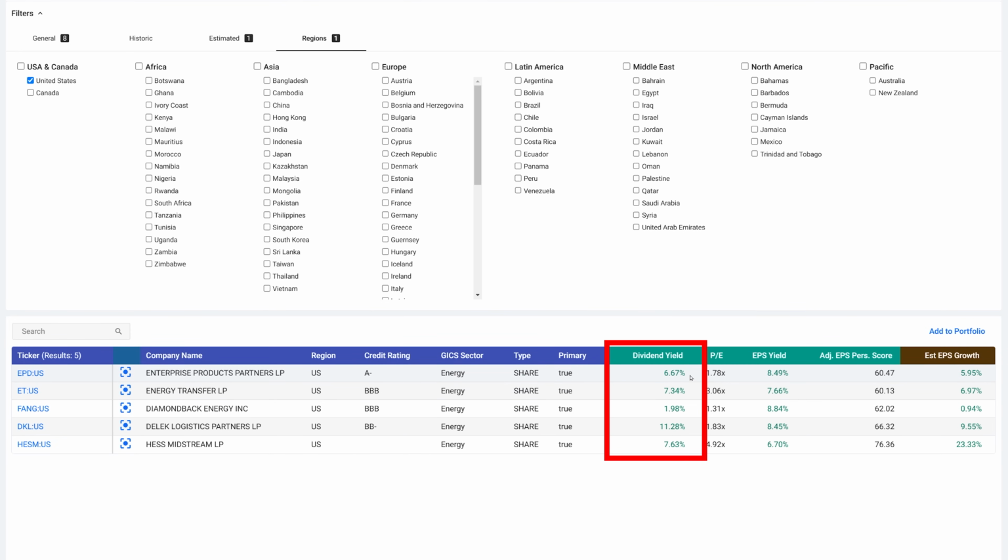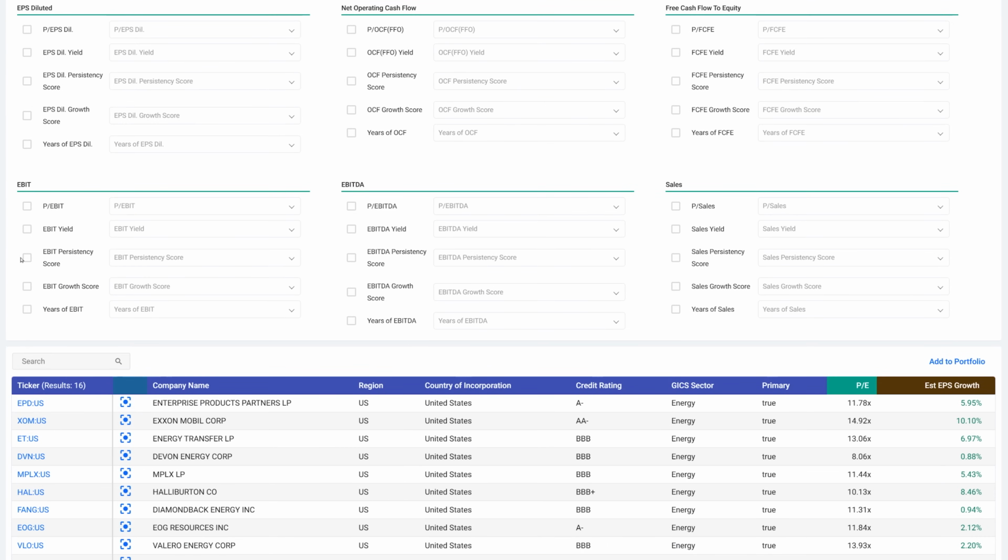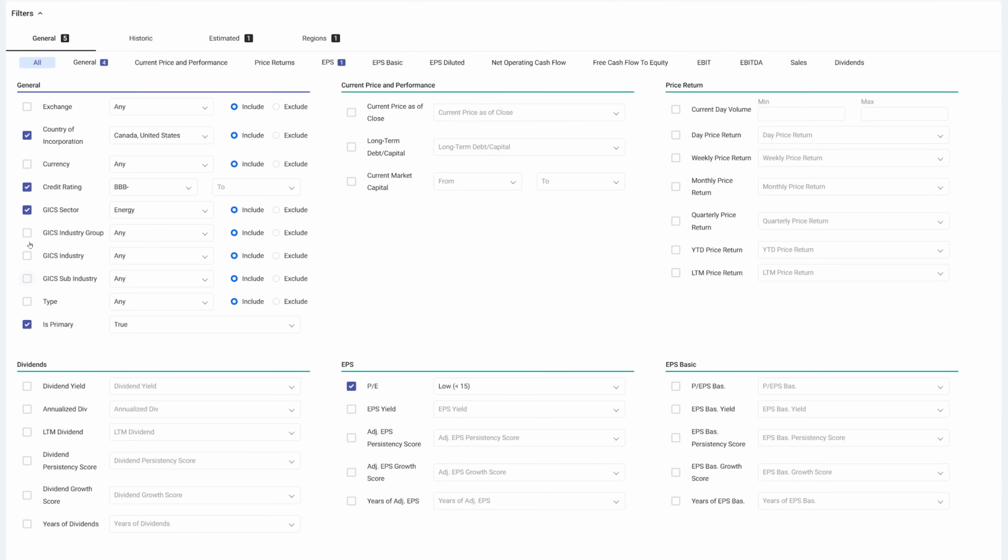The dividend yields ranged from 1.98% all the way up to 11.28%. So that was my screen for income. Okay, but I also then did a screen where I screened for total return. Okay, and on the total return screen, I wanted credit ratings above triple B minus.